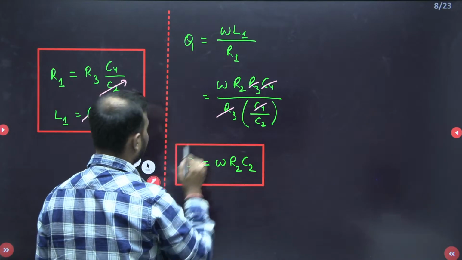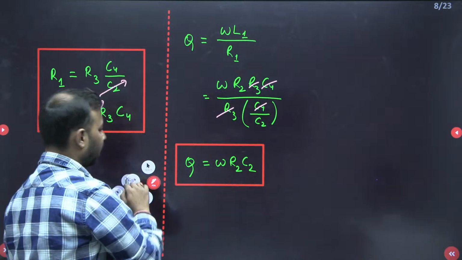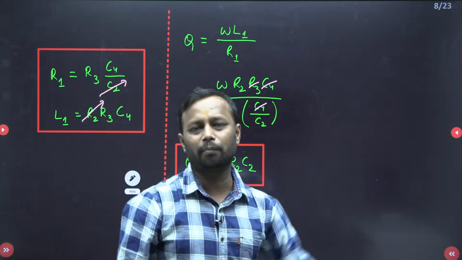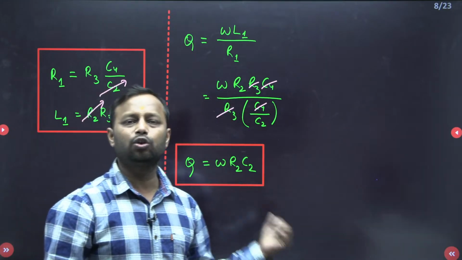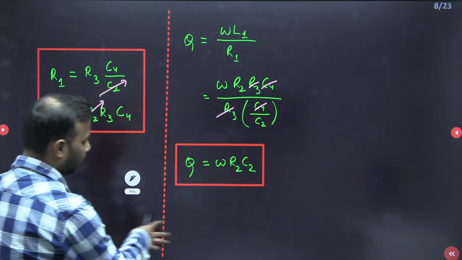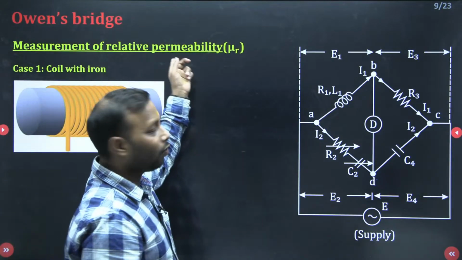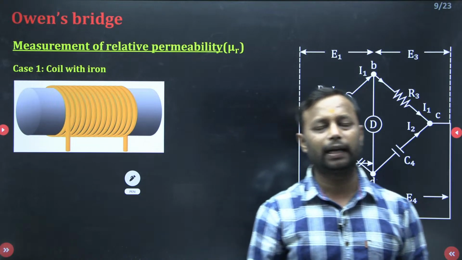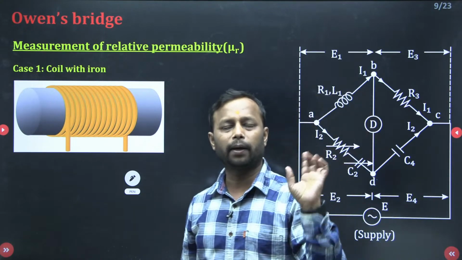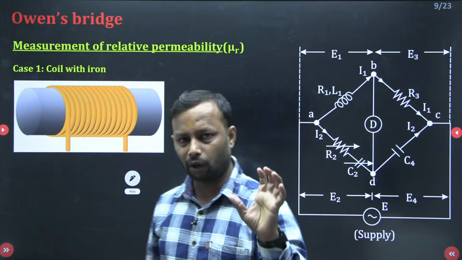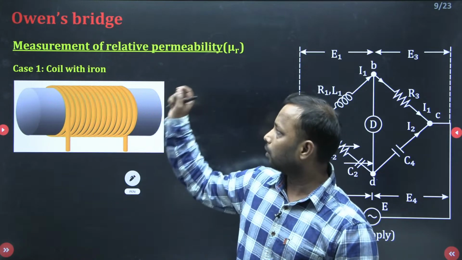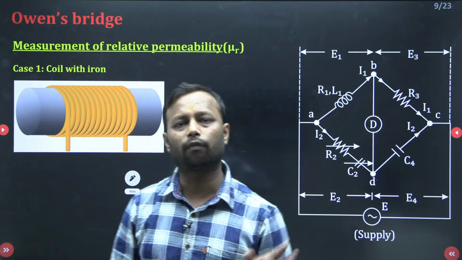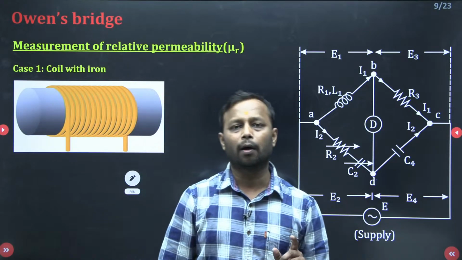But as I told you, the practical use of Owens bridge is not to calculate the unknown parameter or the quality factor. Rather, it is used to calculate the relative permeability of the material. This is a very important line. Please note it down somewhere in your copy, that the Owens bridge is used to measure the relative permeability of a material. So what do you mean by relative permeability?